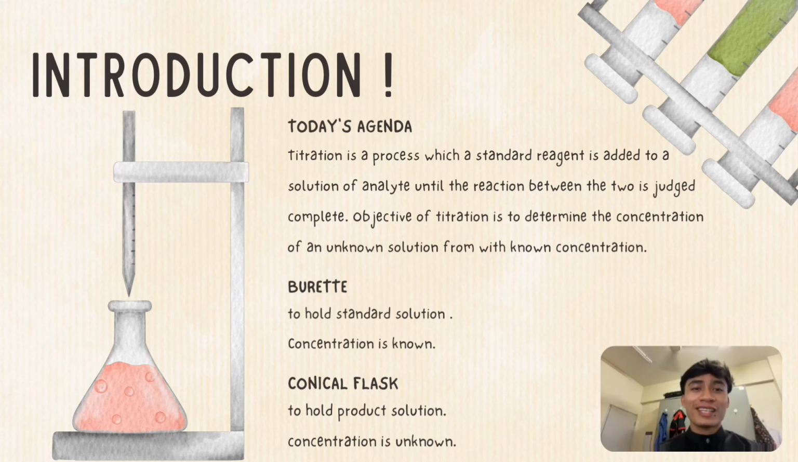The objective of titration is to determine the concentration of an unknown solution from a known solution. So here, we have two apparatus that we need when we want to do a titration. First is the burette and second is the conical flask. The function of the burette is to hold the standard solution, and the concentration of the solution in the burette is known. Meanwhile, the function of the conical flask is to hold the product solution, and the concentration of the solution in the conical flask is unknown.